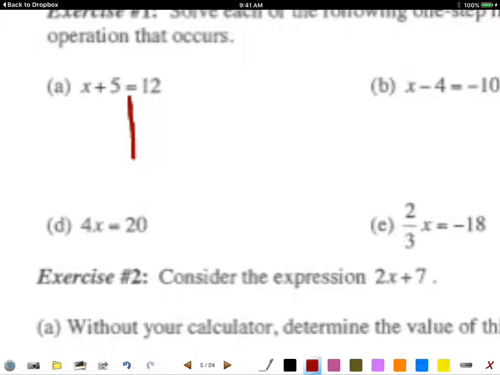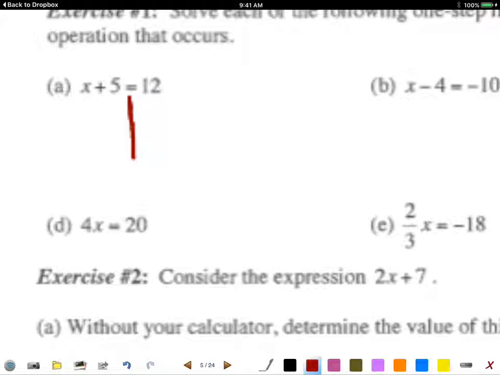You want to get the variable by itself. Your end result needs to be x equals and then a number, or L equals and then a number, or T equals and then a number. So your variable by itself, that's the goal. So if you look at this side right here and you say, okay, well, what is happening to my x? Well, there's a 5 that's being added to that x. If I were to subtract 5, then I would have x by itself, and that would be good.